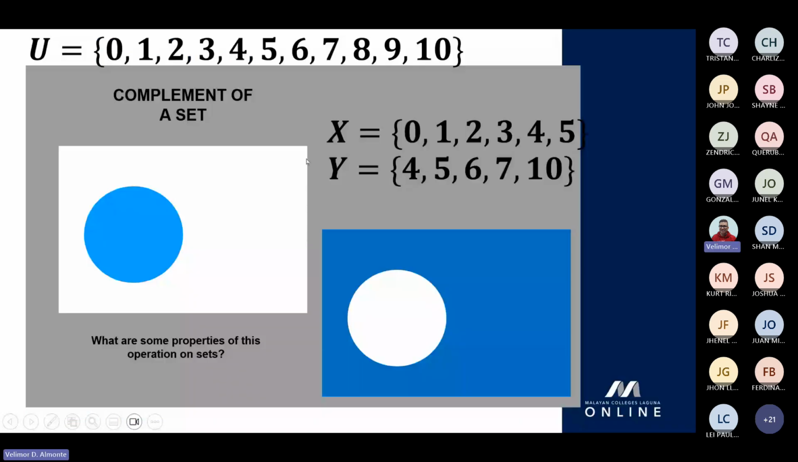Okay, complement of a set. You have the universal set 0, 1, 2, 3, 4, 5, 6, 7, 8, 9, 10. So let that be the universal set. This is the complement of a set.